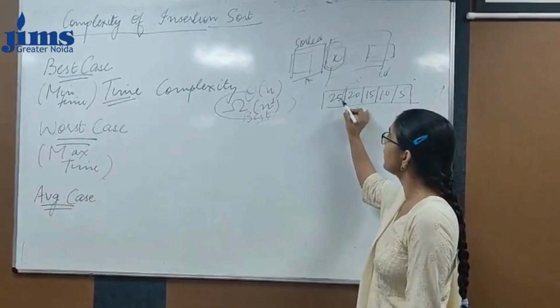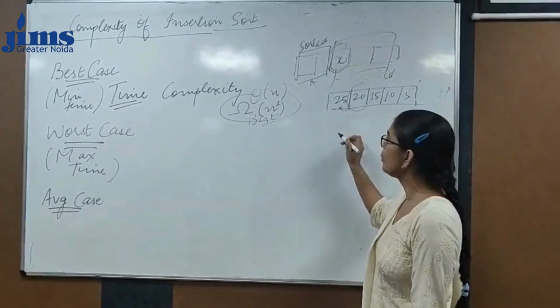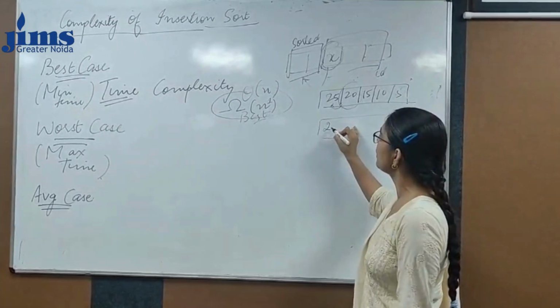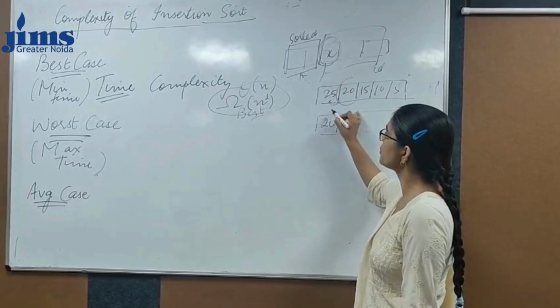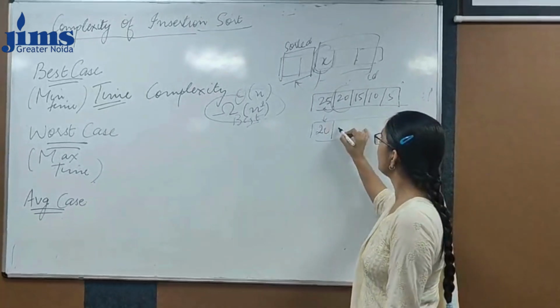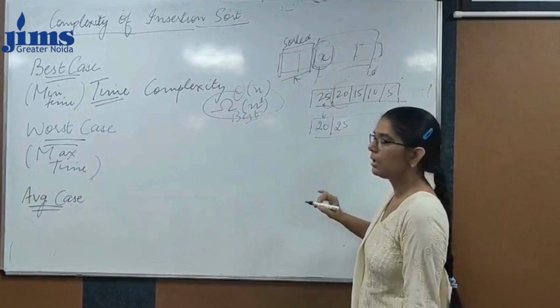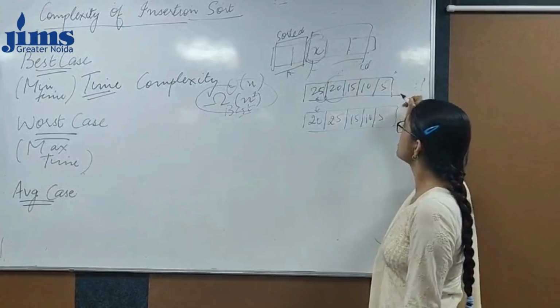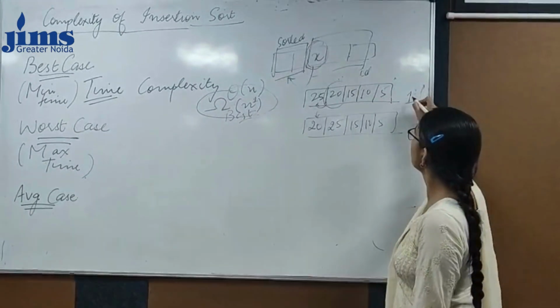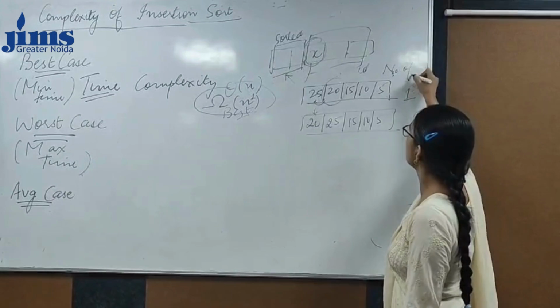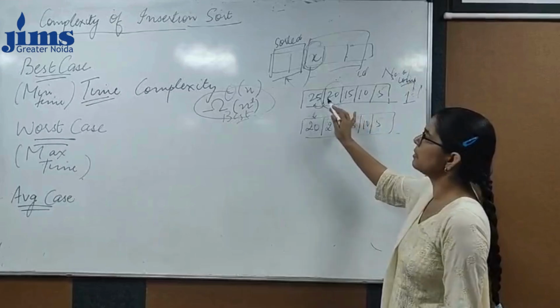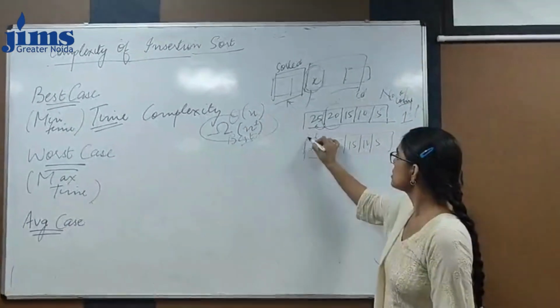Now 20 will be compared with 25. When 20 is compared with 25, 20 will be shifted to the left. This is the position where 20 will get inserted, and 25 will be shifted to the right. The rest of the three values are lying as such. So how many comparisons did 20 encounter? A single comparison with 25.